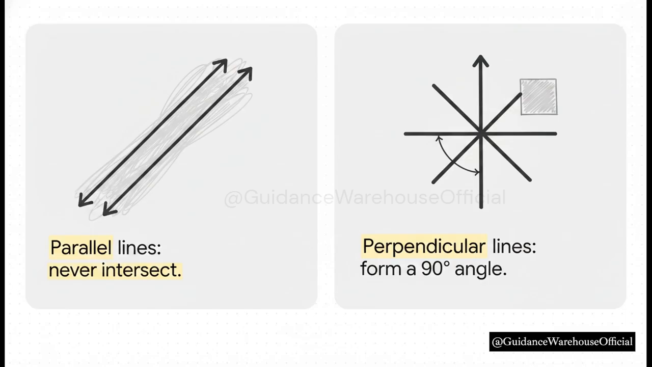Perpendicular lines, however, intersect at a perfect 90-degree angle. Their slopes are negative reciprocals. So if one line has a slope of 3, the perpendicular line has a slope of negative 1/3. Just remember, flip the fraction, flip the sign.